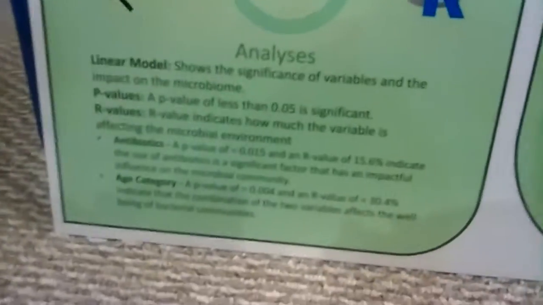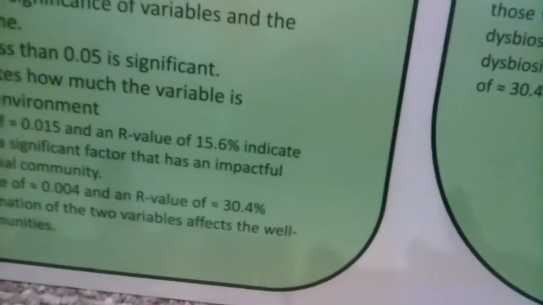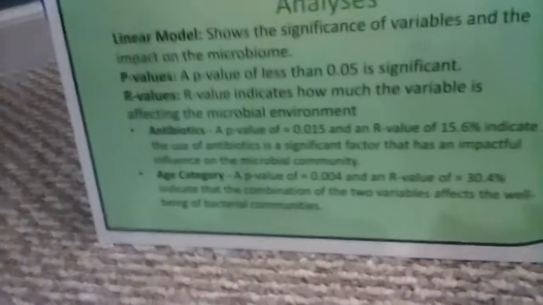The r-value just shows how much it impacts the microbiome. In this case, antibiotics impacted about 15.6%, but age category impacted 30.4%. So there's a big impact from those two variables. That's why I looked into them.